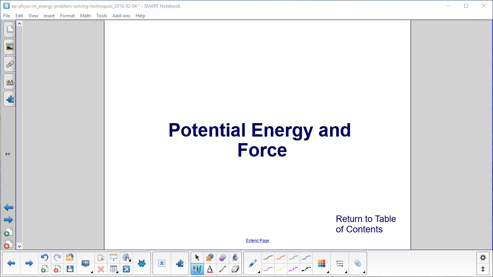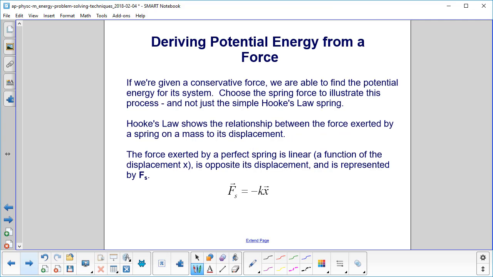Potential energy and force. If we're given a conservative force, we were able to find the potential energy for its system. We're going to illustrate it by using the spring force, and we're not just going to use the simple Hooke's law spring, but let's review Hooke's law for a second.